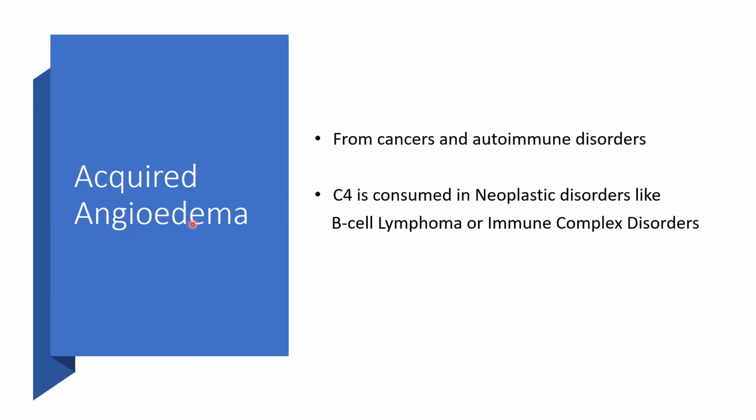Now, still on acquired angioedema, from cancers and autoimmune disorders, like I've just given an example on type 1 and type 2 acquired angioedema, right? C4 is consumed, so C4 level will be low. And with that, in neoplastic disorders like B-cell lymphoma or immune complex disorders, C4 will be consumed.